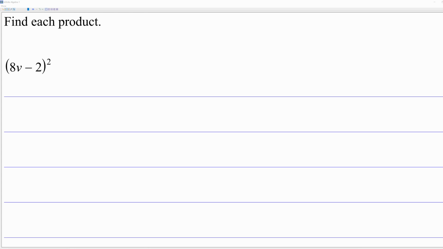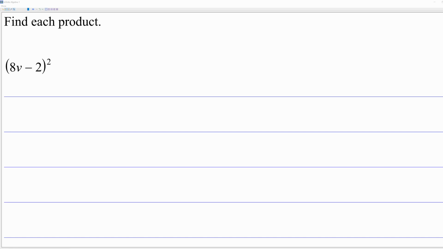In this video, we're going to look at a couple more examples of multiplying polynomials. And these examples lead to a mistake that is probably every math teacher's least favorite algebra mistake. So be aware of this one. So we have 8v minus 2 quantity squared.